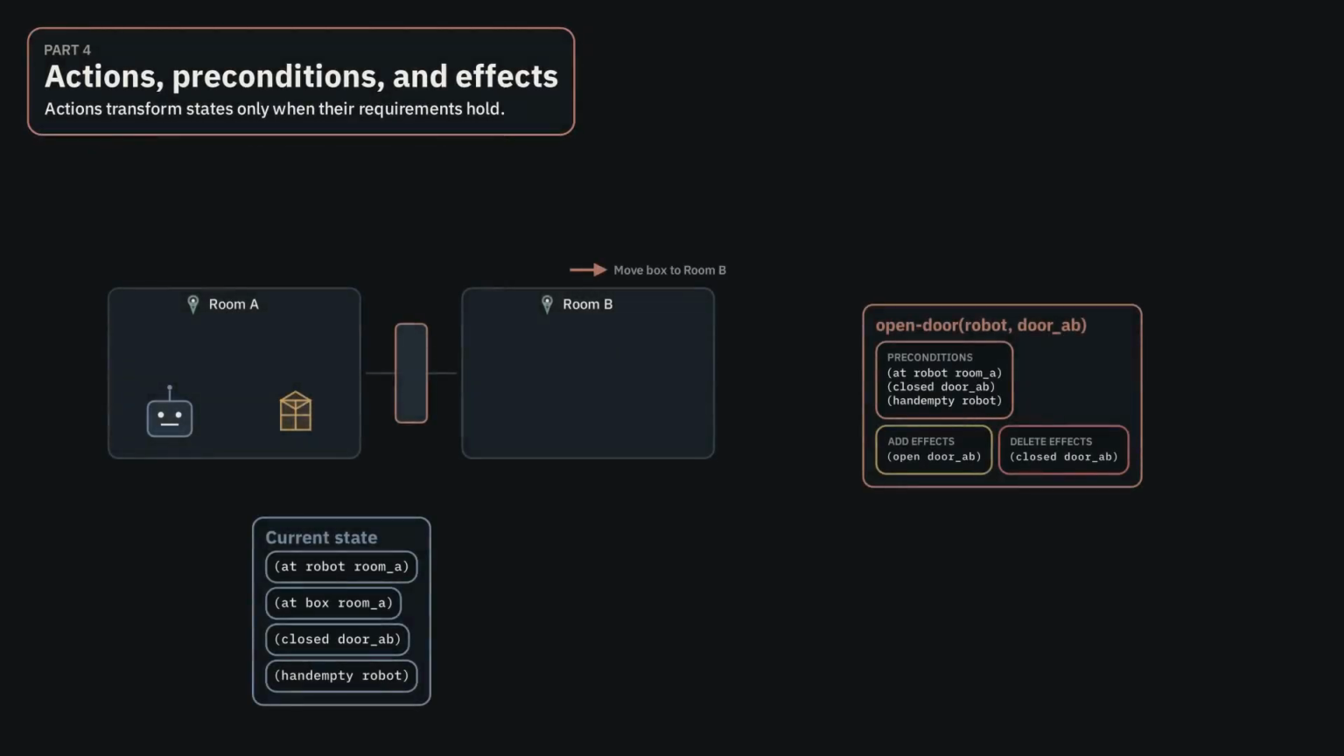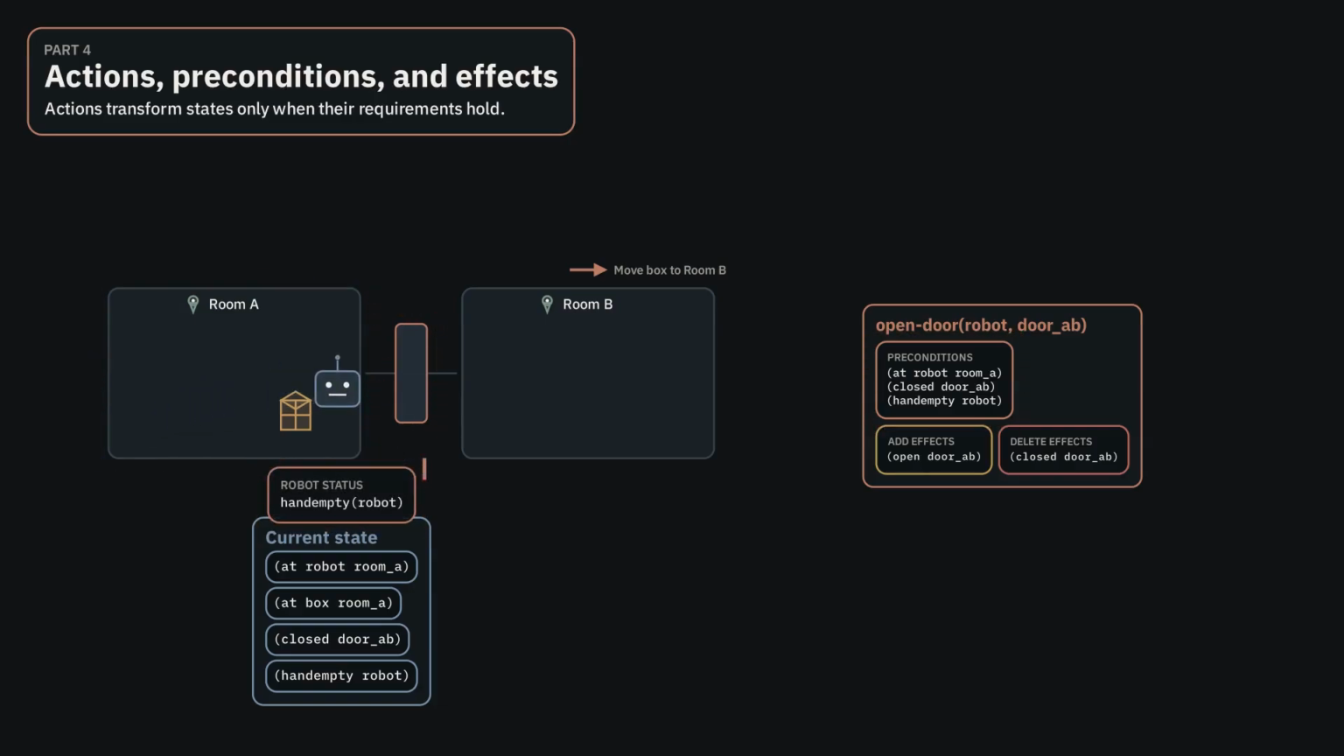So how does the planner move from one state to another? Through actions. An action is a transformation rule. But an action is never just a name. It has structure. First, preconditions. These are the facts that must already be true before the action is allowed. Second, effects. These are the facts that change when the action happens.